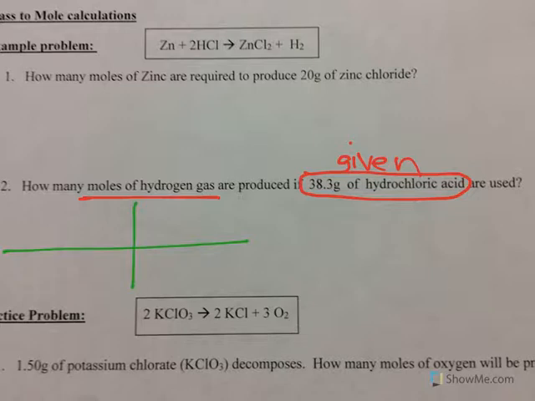Rule number 1, the given always goes top left with units. So I'm going to take that 38.3 grams of hydrochloric acid, which we know is HCl. Rule number 2 for the grid is that top left and bottom right have to match in units. So I'm going to pull grams of HCl down here. Rule number 4, the only place to go from grams is to moles. So I'm going to have to go to moles of HCl next. That's the only place I can go from here.